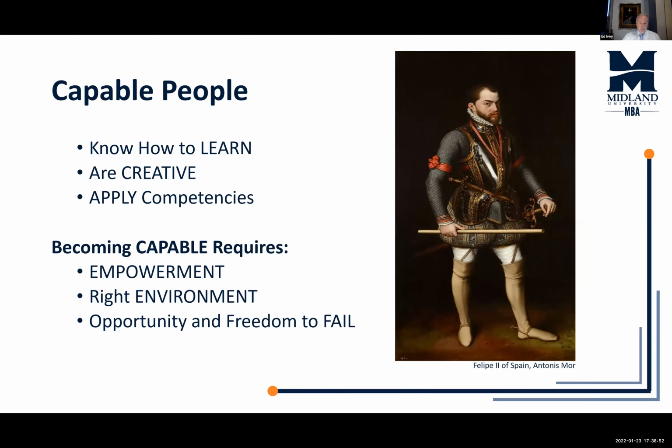So when we think of capable people, what do capable people do? Capable people know how to learn. Capable people are creative. Capable people apply competencies. And so we learned earlier that core capabilities are those key success factors, what is crucial for survival, what the firm can do better than others. But competencies deliver differential advantage over competitors. We can think of competencies as harmonized combinations of multiple resources and skills that distinguish a firm in the marketplace. So our capable people will apply those competencies.